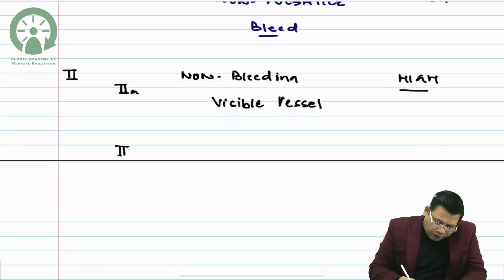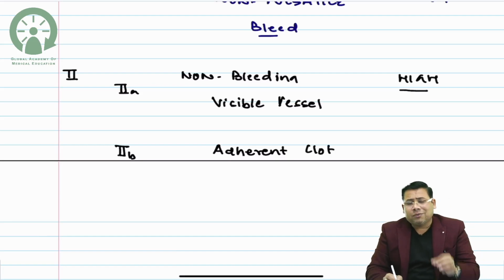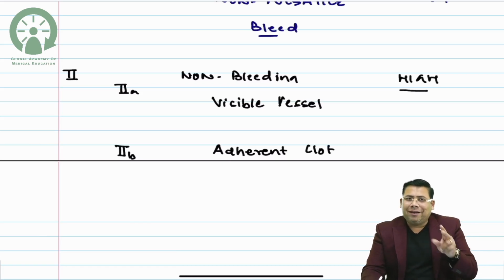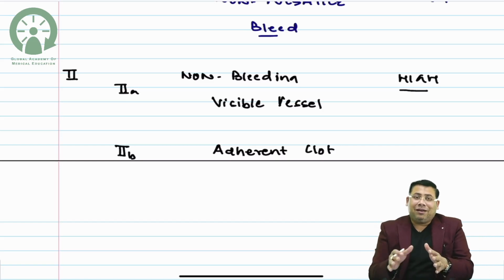When you talk about 2B, it's an adherent clot. Now what do you mean by adherent clot? There was an episode of bleeding, so this is a stigmata which the bleeding has left over. Now clot is a fibrin product. So it has two fates: either it can get dislodged and rebleed can occur, or it can get fibrosed well and it can epithelize over.